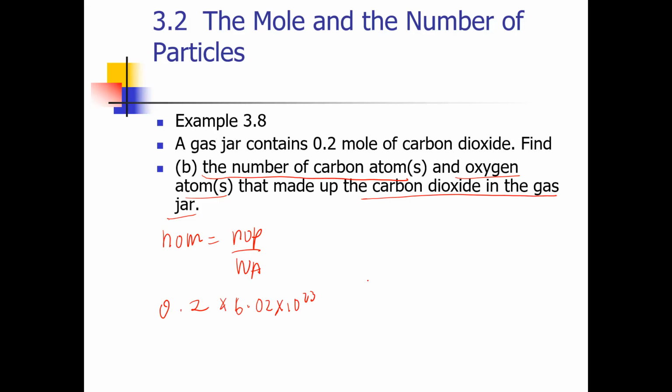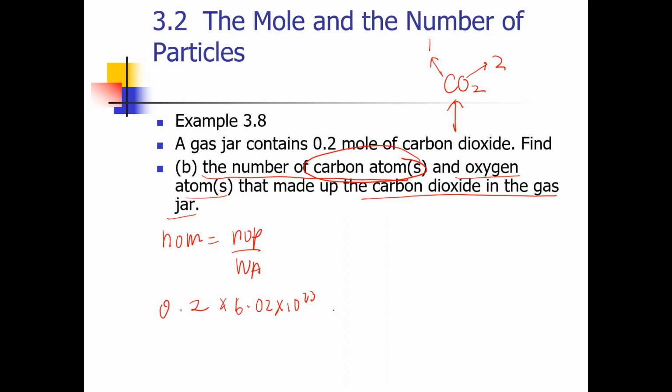Now watch. The question is not asking for molecule. The question is asking for carbon atoms. Now let's look at carbon dioxide. Carbon dioxide got how many carbons and how many oxygen? Carbon dioxide is CO2. So how many carbons does carbon dioxide have? One. Very good. I have 1 carbon dioxide. How many oxygen? 2. Excellent. So watch what teacher is doing here.